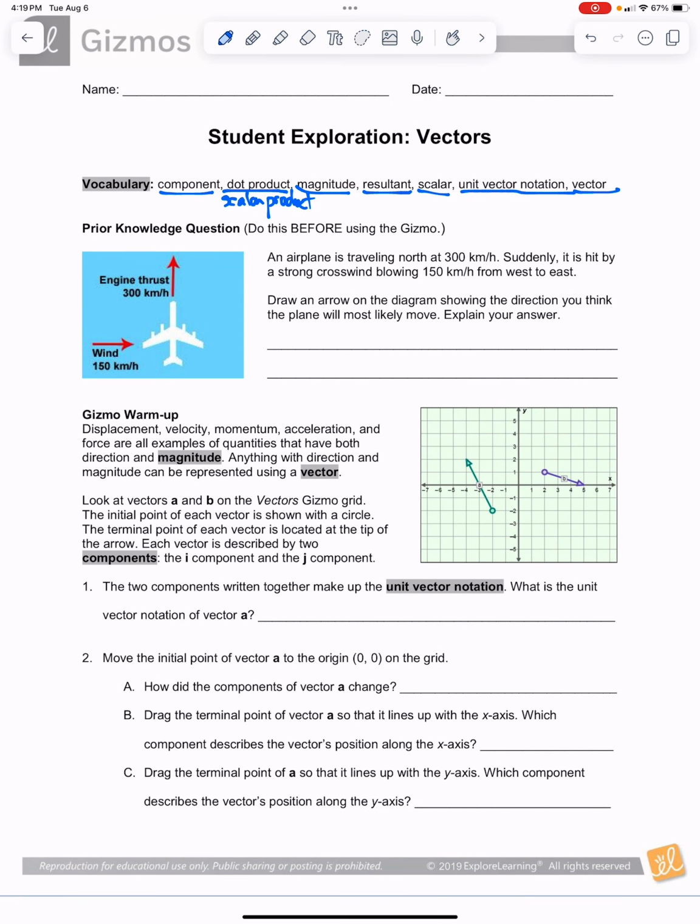For starters, read the prior knowledge question with me. An airplane is traveling north at 300 kilometers per hour. Suddenly it is hit by a strong crosswind blowing at 150 kilometers per hour from west to east. Draw an arrow on the diagram showing the direction you think the plane will most likely move, and then explain why. Explain your answer. Please pause the video at this time to complete your prior knowledge assessment. Remember, it's not about getting it correct at this point. It's about what you know or what you think you know going into the lesson. Pause the video and complete your prior knowledge section.